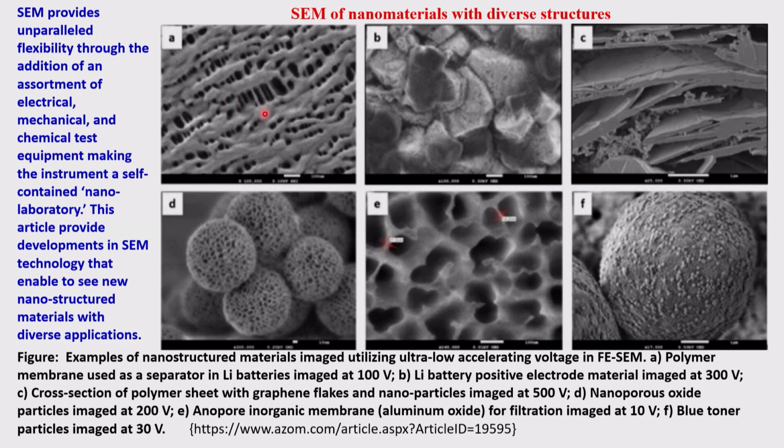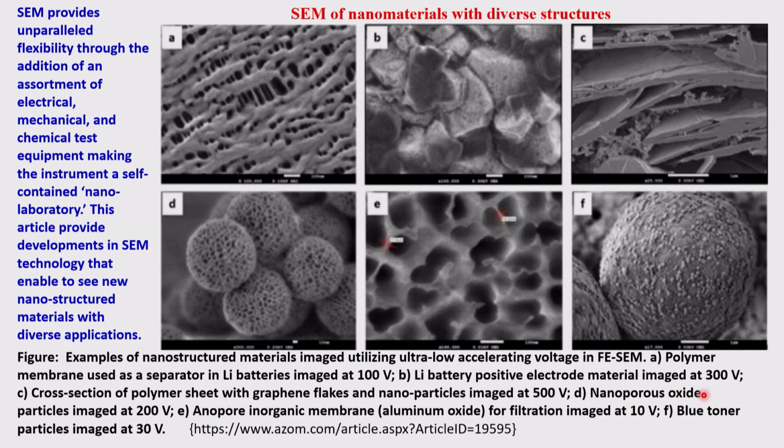So this is a polymer membrane, which is used in lithium batteries as a separator. And B is the lithium battery positive electrode material. So this is for the membrane as a separator, and this is for the positive electrode material. And C is a cross section of a polymer sheet with graphene flakes. You can see the graphene sheet with the polymer and nanoparticles. And this is the image. So the entire thing is covered.